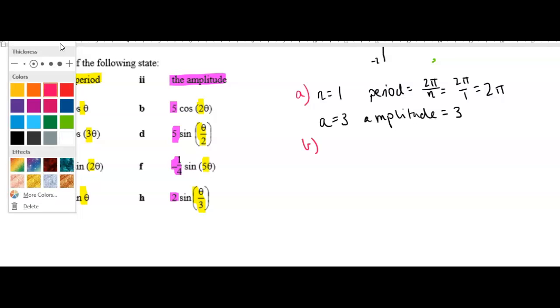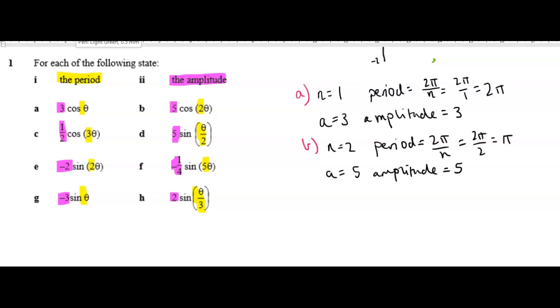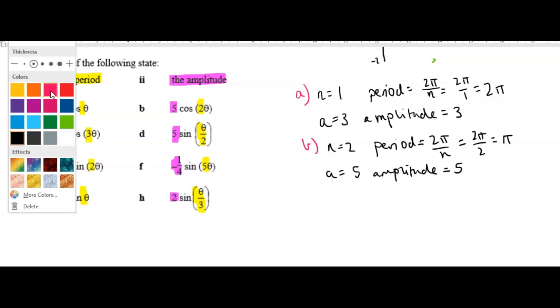All right, let's have a look at question B. So this time our value of n is 2. So the period is equal to 2 pi on n, which is equal to 2 pi on 2, which is equal to pi. So your 2's cancel out. Your value of A is 5, so your amplitude is 5. All right, let's do a harder one. Let's skip C and do D.